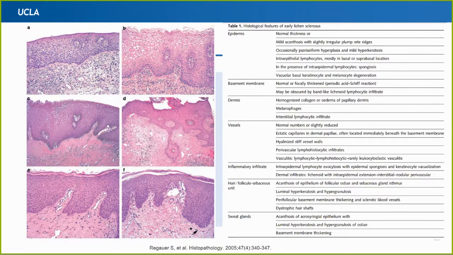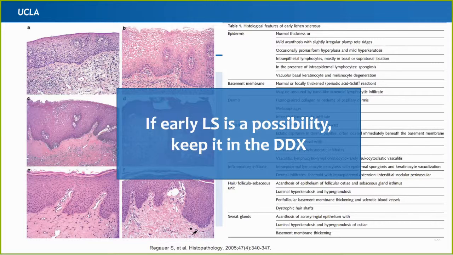In general, I keep a high index of suspicion, especially if LS is in the clinical differential. And if I see features that I think could represent early LS, I mention it in the differential diagnosis so it can be followed up appropriately.